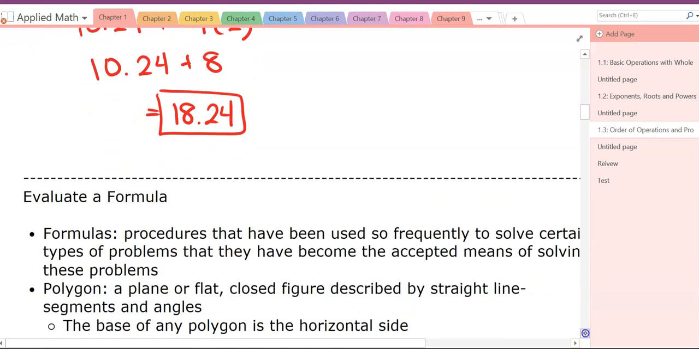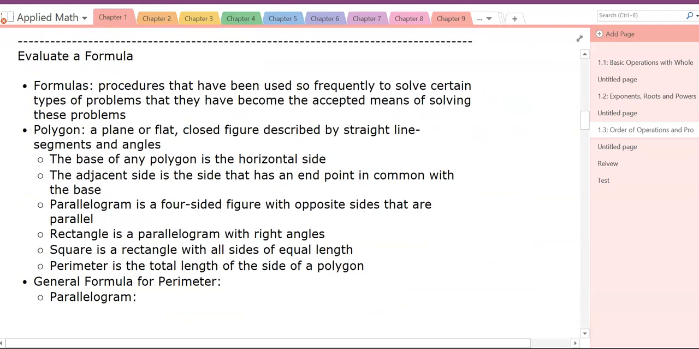Going on to the next area in our section here is talking about how to evaluate a formula. So a formula or formulas would be procedures that have been used very frequently to solve certain types of problems, and we are just able to use them over and over and over again in order to help us solve problems. Within formulas, especially when you're dealing with geometric shapes like polygons, which would be a plane or a flat closed figure, we have a lot of different formulas to help us find perimeter, area, and volume and those kinds of things.